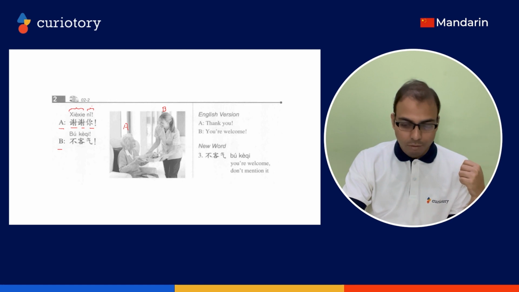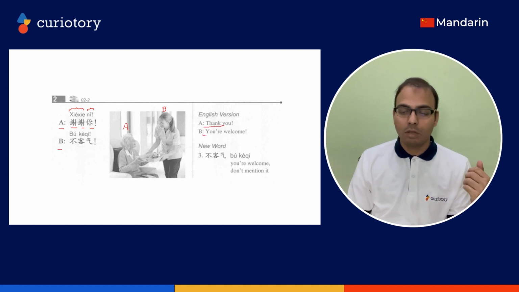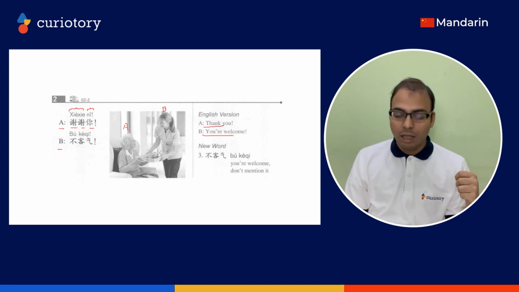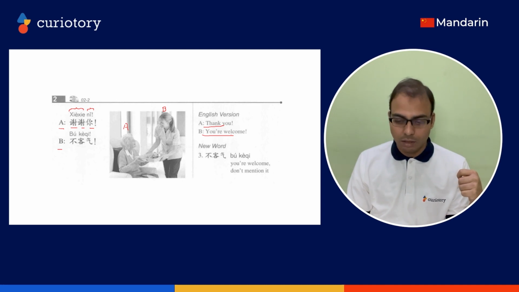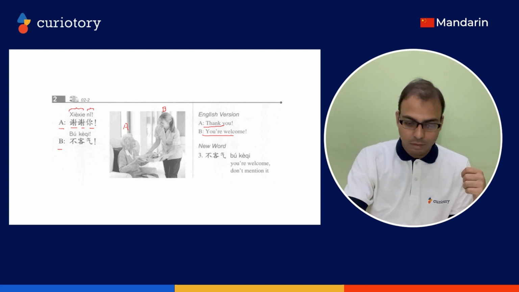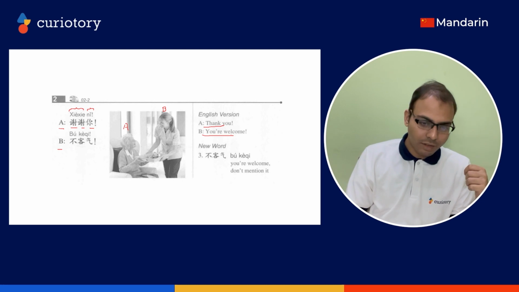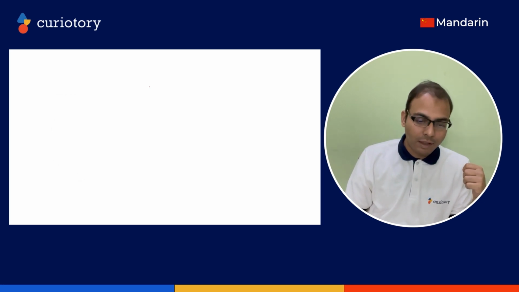Now, what is the young woman saying? 不客气. Okay, so now what does it mean? 不客气. And by the way, I had told you that QI is not ki, it's chi. So now let's get back to our same old three aspects.